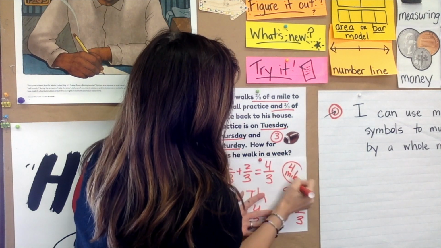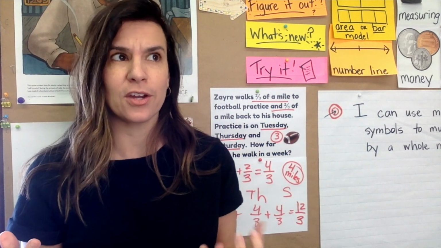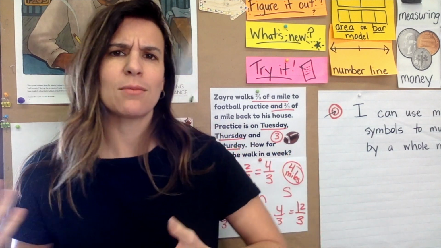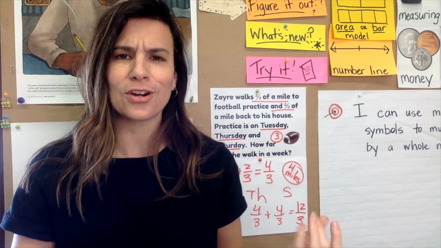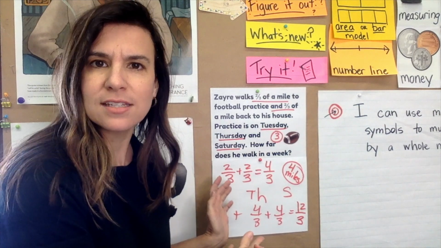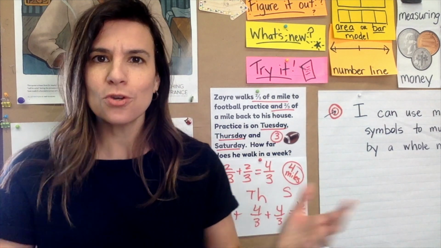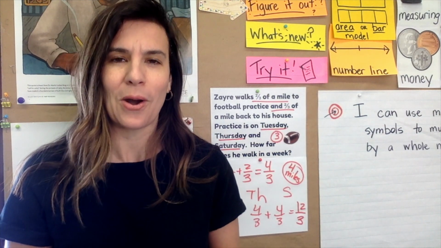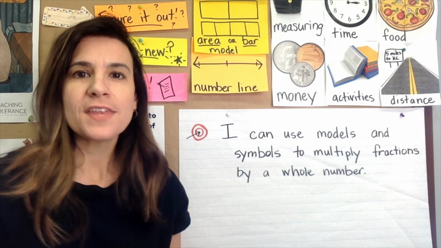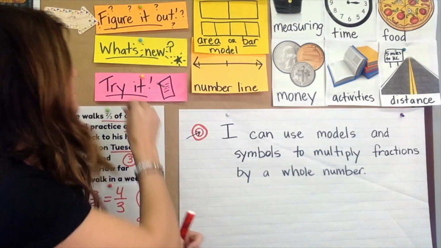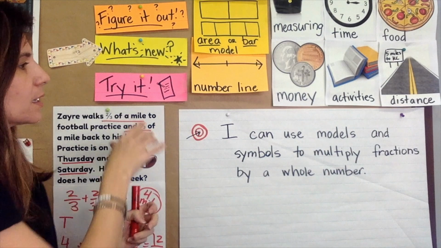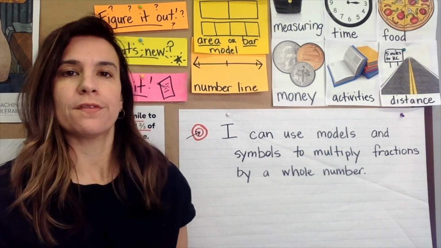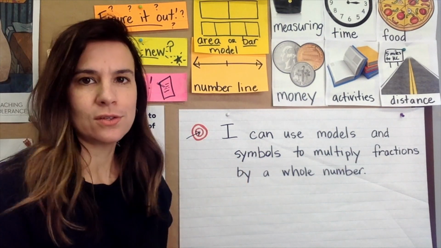Wow. That was an interesting figure it out. We took addition and multiplication and we put them together in the same problem. There are lots of different ways to solve this problem. You might have solved it a different way at home. We're to the next part of our lesson, which is what's new. We're going to use some of what we did with Figure It Out to talk about what's new today.